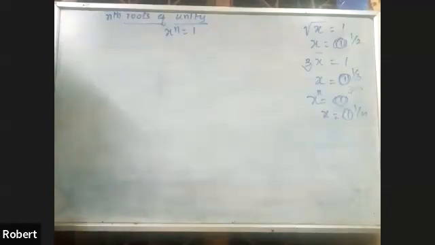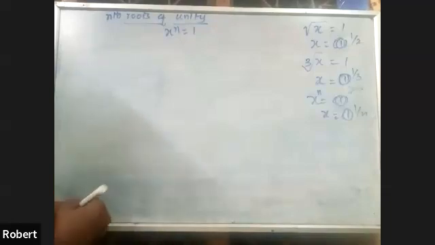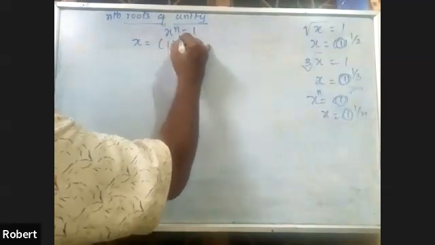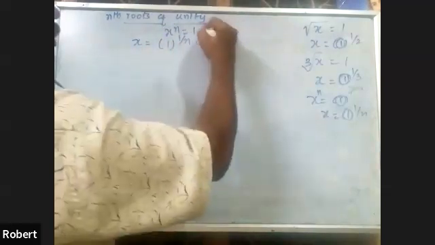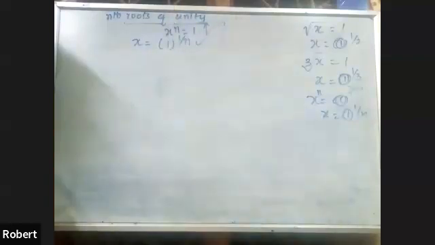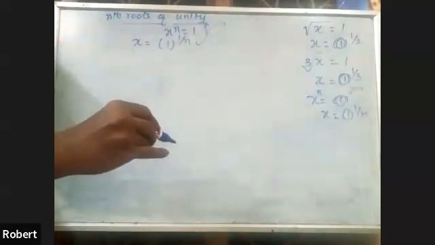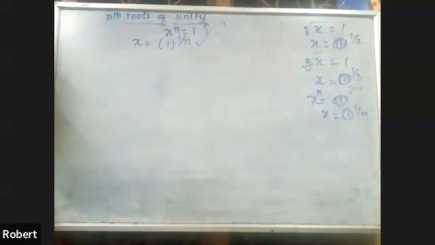X power n is equals to 1. Okay. Now, it means that nth roots of unity means you can write this as x is equals to 1 power 1/n. This is called nth roots of unity. So 1/2 means I can call it as a square root. 1/3 means I can call it as a cube root. Similarly, if it is 1/n means nth roots, inside that the number is 1.